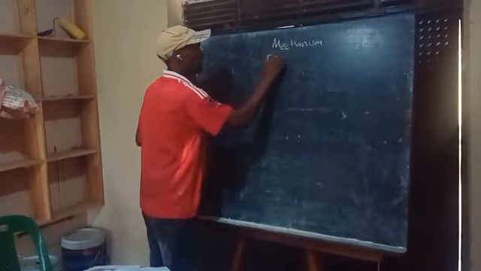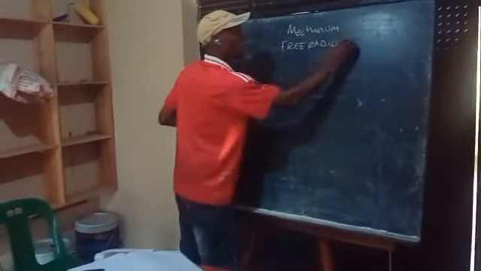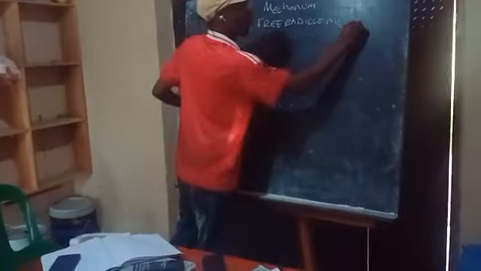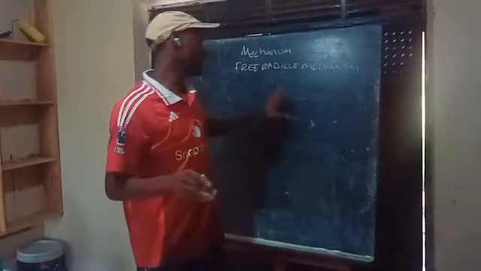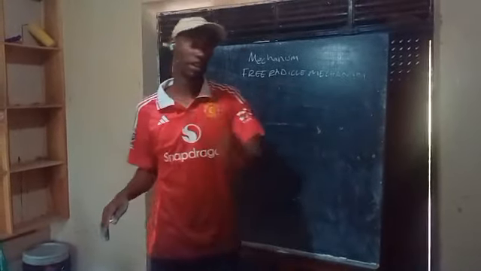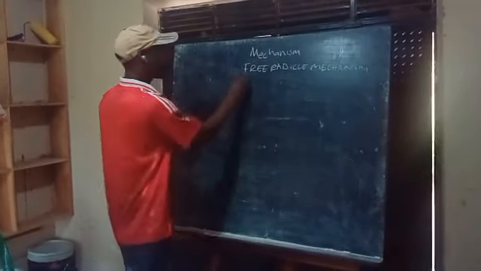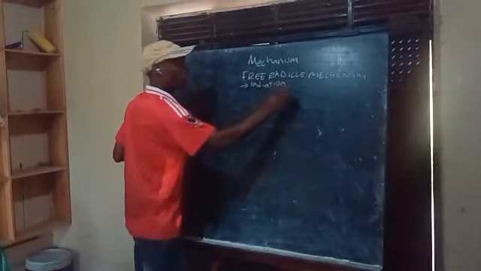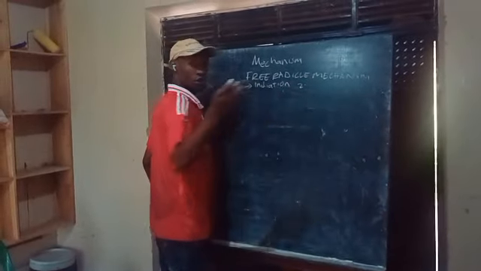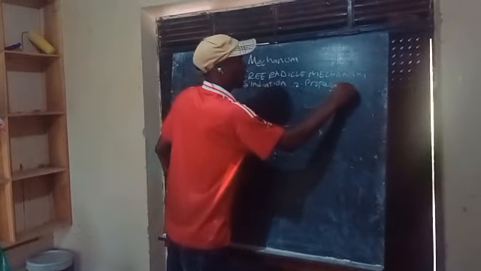Called the free radical mechanism. We see that this mechanism is the most commonly examined when it comes to forming alkanes. This free radical mechanism is made up of three stages. The first stage is known as initiation, then our second stage is known as propagation, and then lastly termination.